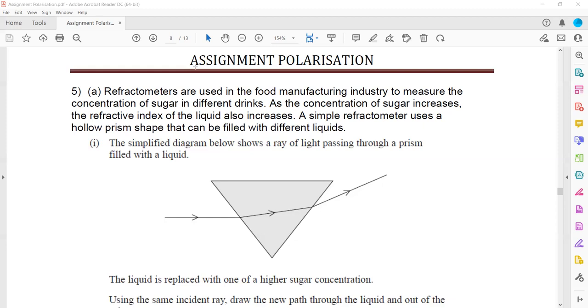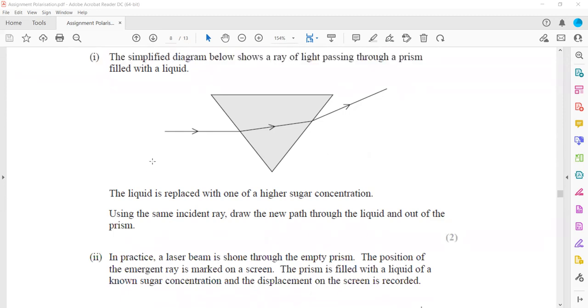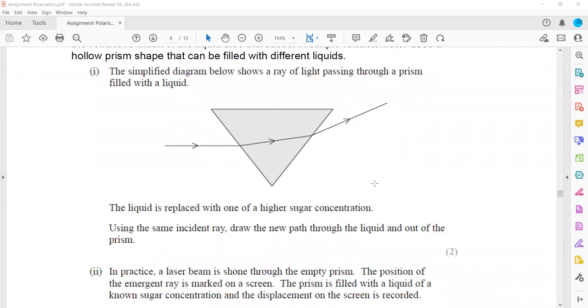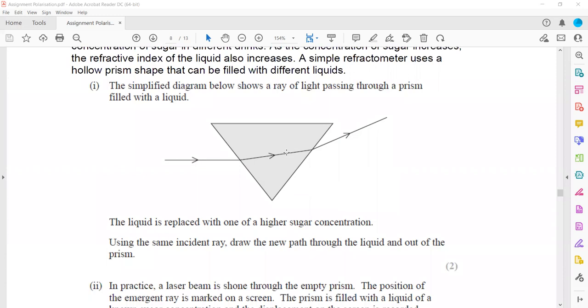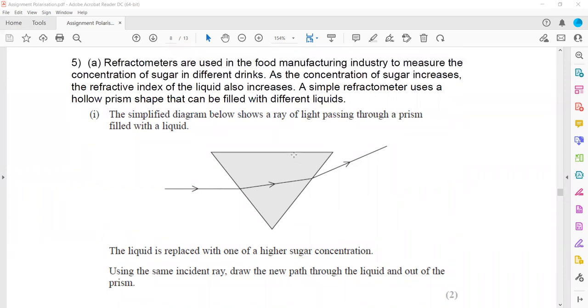The simplified diagram below shows a ray of light passing through a prism filled with a liquid. The liquid is replaced with one with a higher concentration. Like right now, there is one liquid present, but now we are using a liquid with a high concentration. Use the same incident ray, draw the new path through the liquid and out of the prism. So if the high concentration is there, the greater the concentration, the higher the refractive index, so more bending.